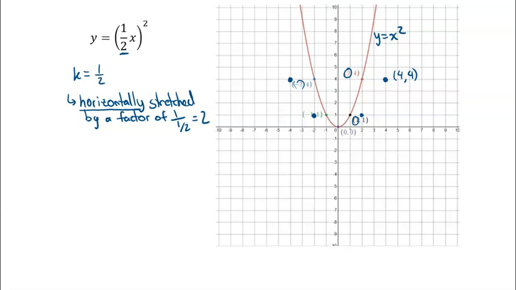And so what we're going to effectively get when we draw our curve through these points is a situation where we have this right here.